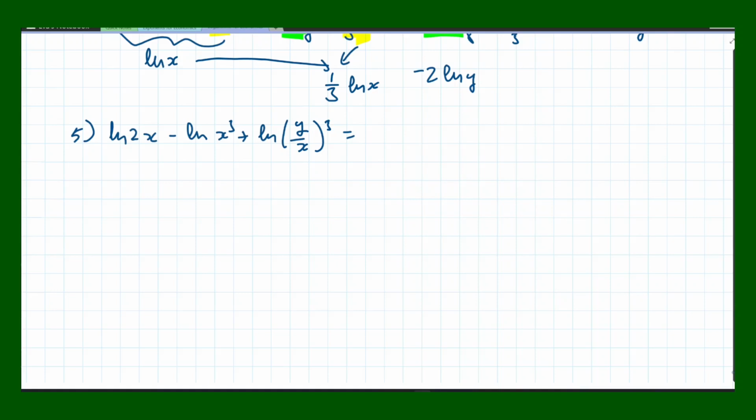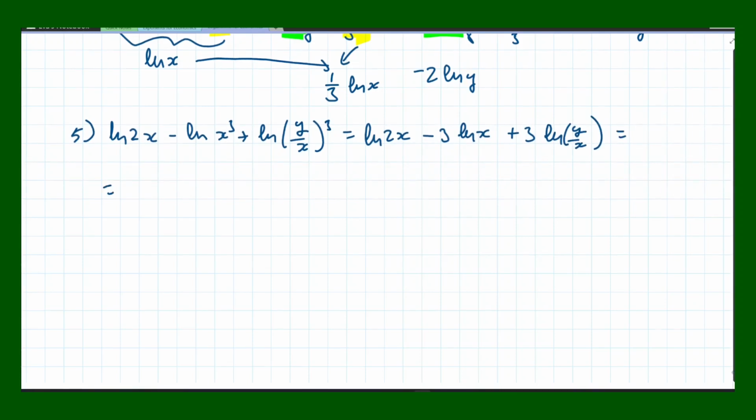So just because I can, I'm going to bring down the exponents from behind the log signs first and then see what I can do with them. So I'm not going to do anything for the first term, so I'm just going to keep that as ln 2x. But in the second term, I can bring down the 3, so that's going to be minus 3 times ln x plus 3 times ln y over x.